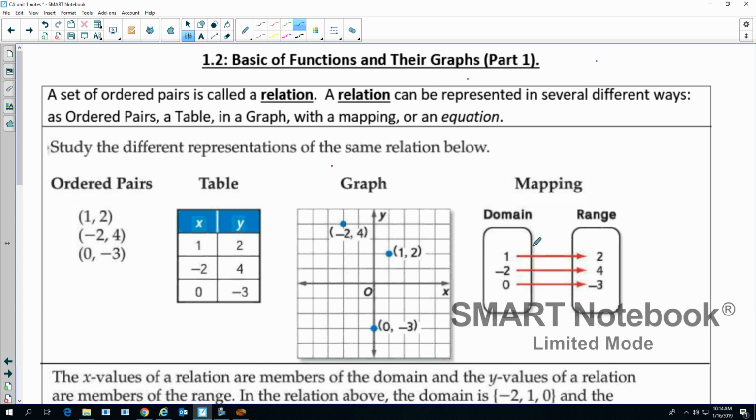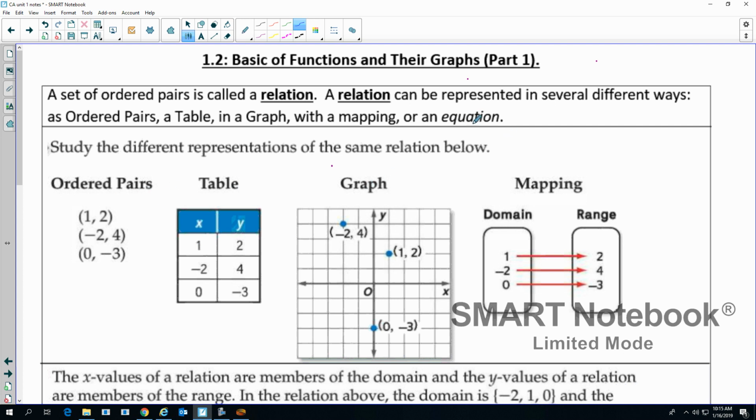Then there's mapping. And mapping's kind of like a table, except 1 goes to 2 and -2 goes to 4 and so on. It's the same thing. All these represent the same exact thing, just in a different format. Mapping, we'll see that a little bit, but that's more to explain concepts. So these three are the main ones that we're going to work with: ordered pairs, table, and graph.